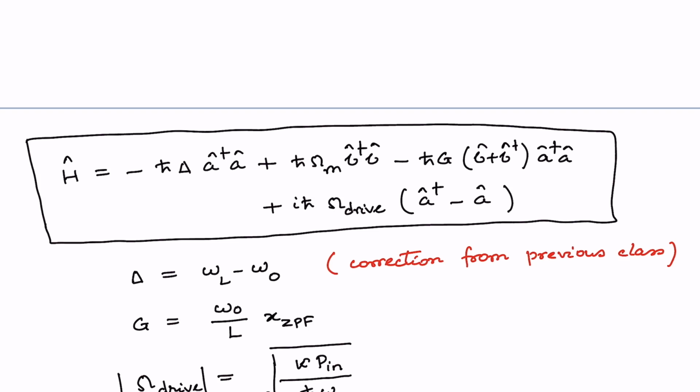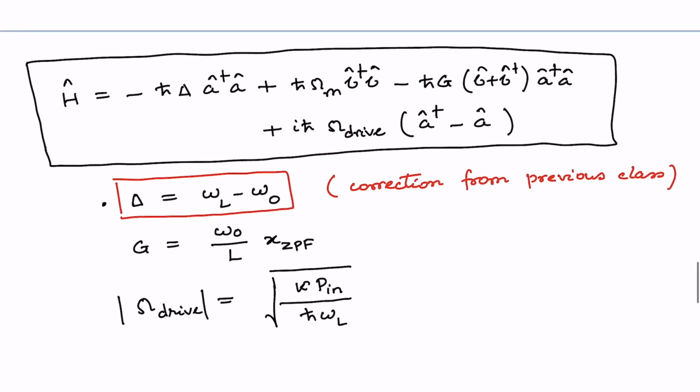Last class I wrote this detuning parameter as ω0 minus ω_L, but it should be ω_L minus ω0. Please keep this in mind, this is important to remember: the detuning parameter is defined as ω_L, the laser frequency, minus ω0 or ω_opt, where ω0 is the resonance frequency of the cavity, and z is the optomechanical coupling parameter, which is defined as ω0 by L into x_zpf, the displacement due to the zero-point fluctuation.